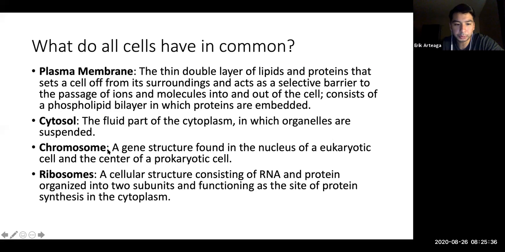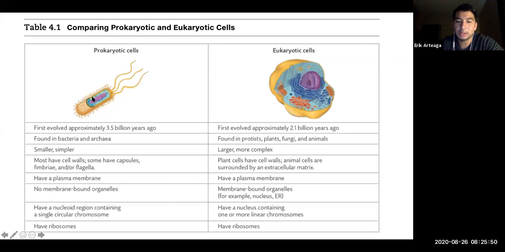All right. So they both have chromosomes. So a gene structure found in the nucleus of a eukaryote cell and at the center of a prokaryotic cell. Okay. So there are bacterial chromosomes. They are circular, but they are not enclosed in a nucleus, right? So this is not a nucleus. There's no envelope here, right? So a bacterial chromosome is one big piece of circular DNA. It's kind of all mushed together in the center of that cell.